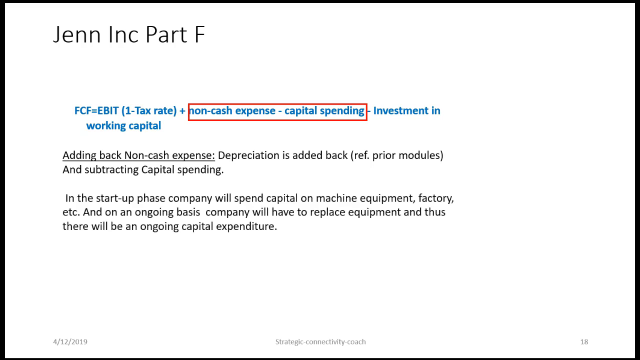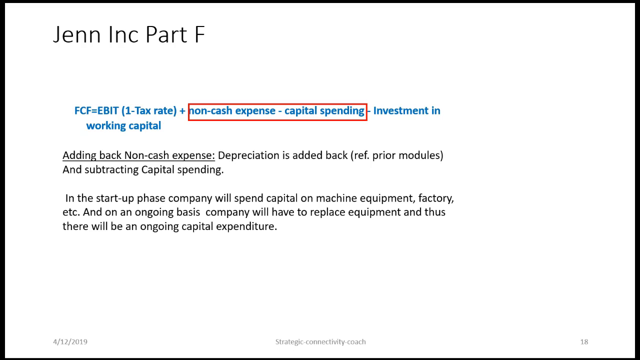Now, when you're valuing a company versus starting a new project, you have to think slightly differently. Because in the startup phase, a company will spend capital. They're going to buy new machines, they're going to build factories and so on. But after a while, they will be in a steady state condition. On an ongoing basis, a company will have to replace equipment, and there will be ongoing capital expenditure.